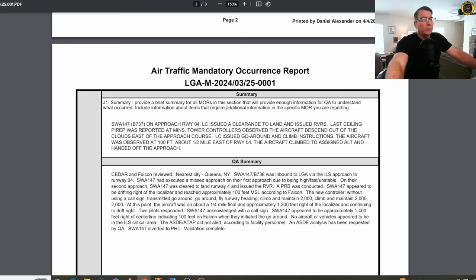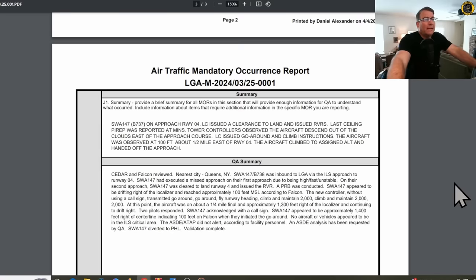Near City, Queens, New York, Southwest Airlines 147, a 737-800, was inbound to LaGuardia via the ILS approach to runway 04. So again, there was some misunderstanding as to whether this was a localizer-only approach. No, the full ILS approach is available: glide slope and localizer.